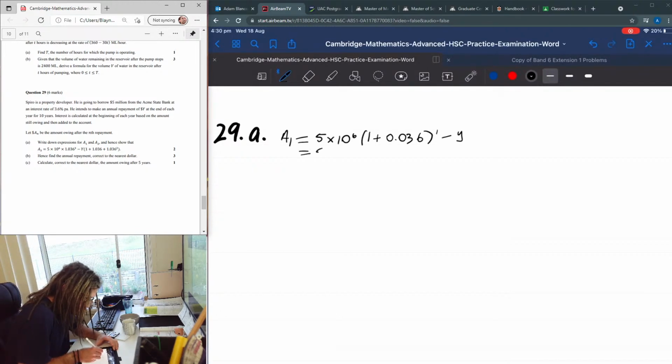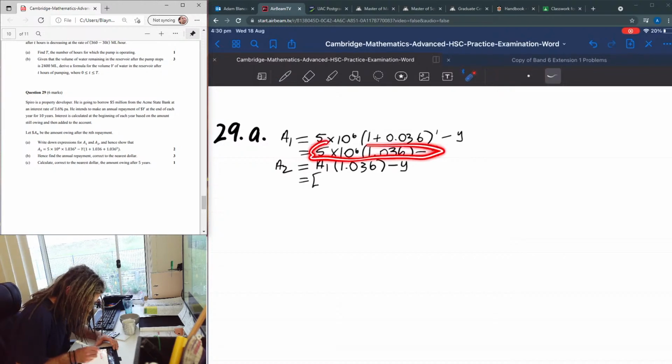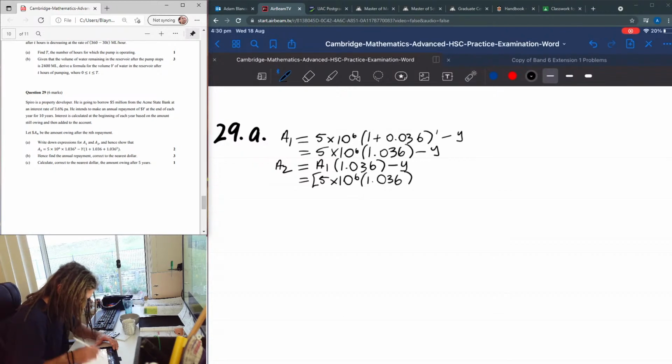Can I take that up? Not really. I can go 5 times 10 to 6, 1.036 minus Y. Now A2 is going to be A1 compounded, and then the repayments made. A1, I'm going to put all of this into here. So 5 times 10 to the 6, 1.036 minus Y.